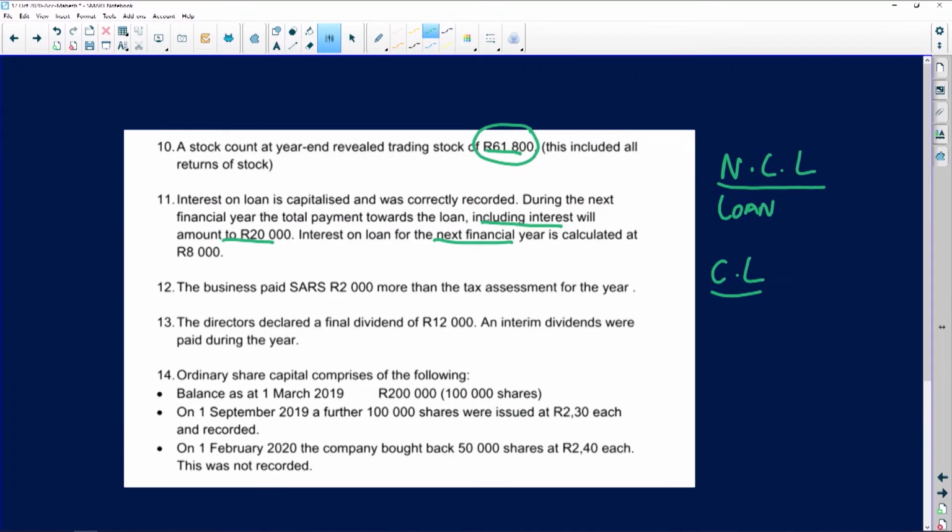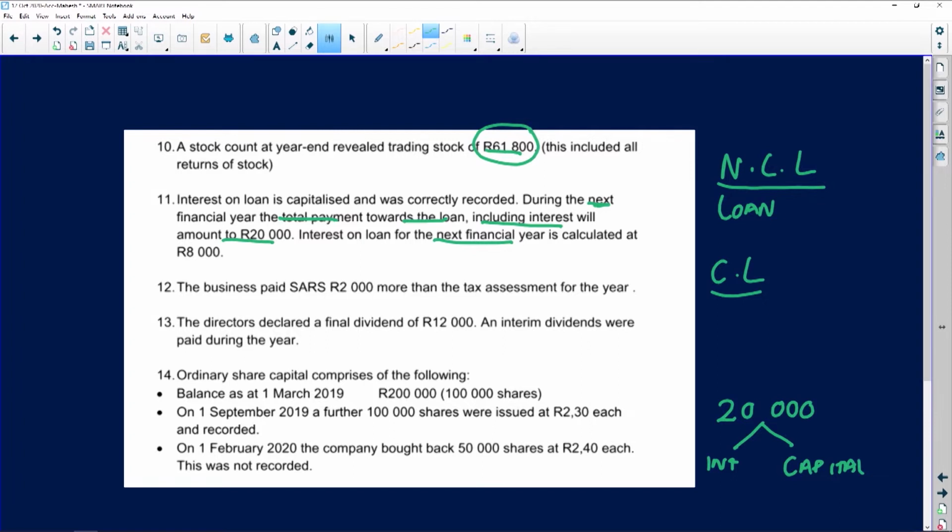What is the capital portion that will be paid off within the next 12 months? So how do we calculate the capital portion? So the total repayment towards the loan during the next financial year is obviously 20,000. And remember that 20,000 will include interest as well as the capital portion towards the original loan that was borrowed.